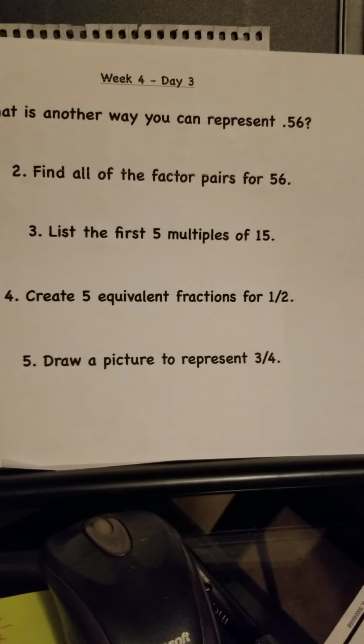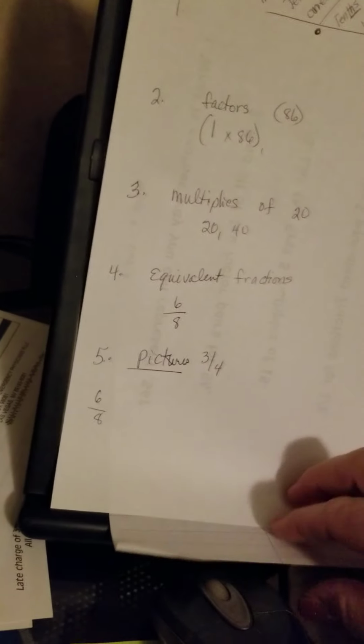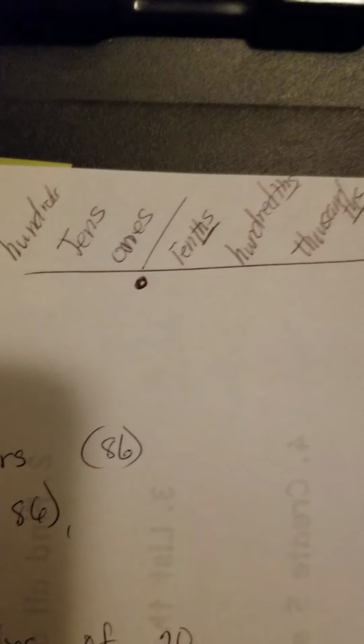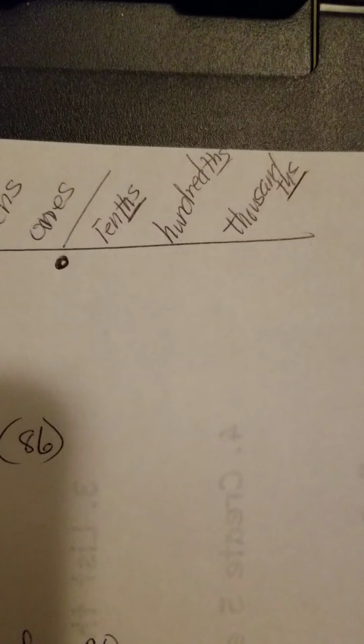What is another way to represent decimal 56? Okay, let's remember our decimal place value. We have hundreds, tens, ones, then we have the decimal. To the right of the decimal, it is tenths, hundredths, and thousandths. Okay, so let's give you an example.